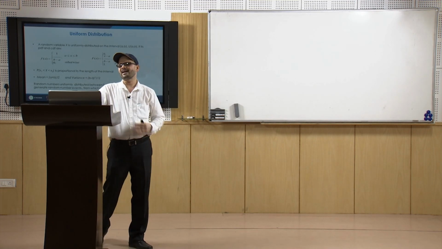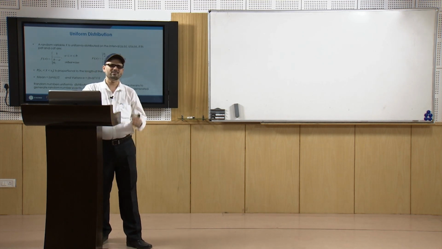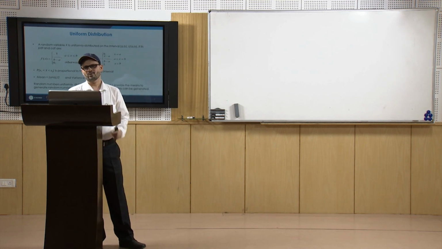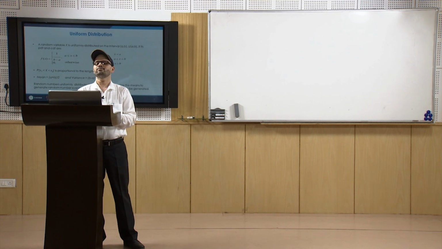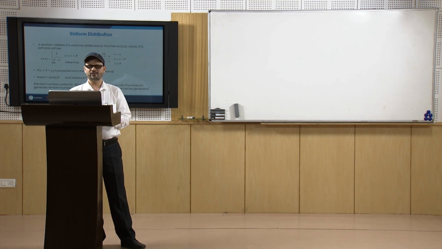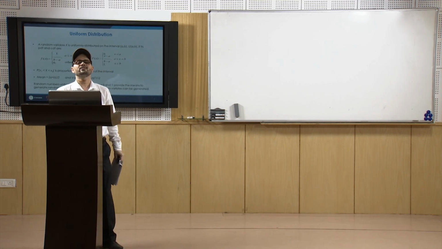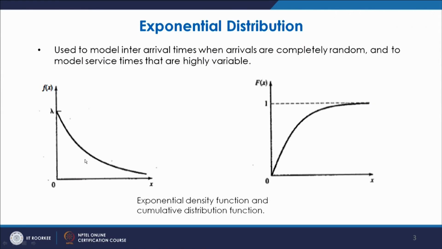So, in those cases the arrivals or the service times normally follow this kind of distribution function. What we see is the exponential distribution function. This curve shows the density function of the exponential distribution, and this is the cumulative distribution function.